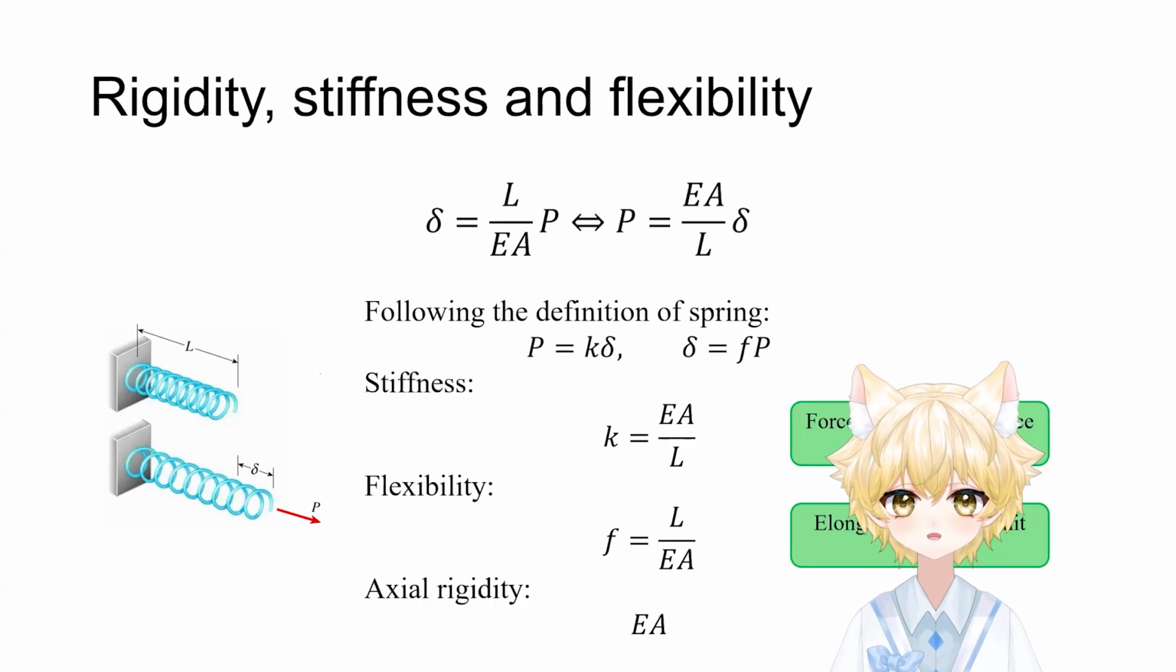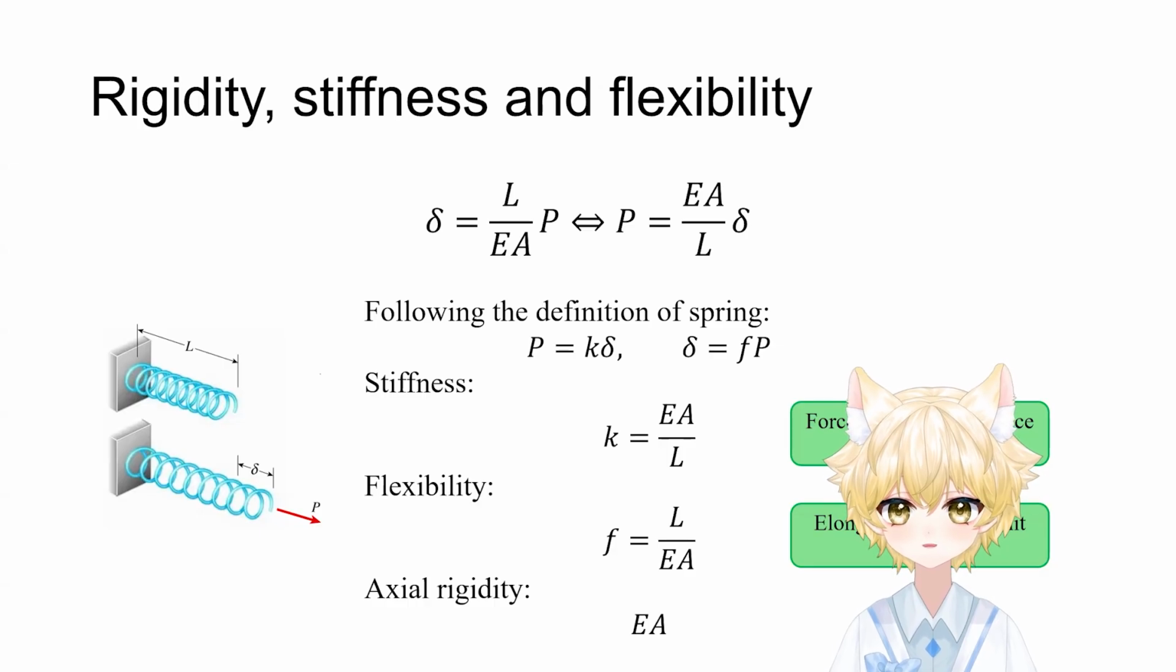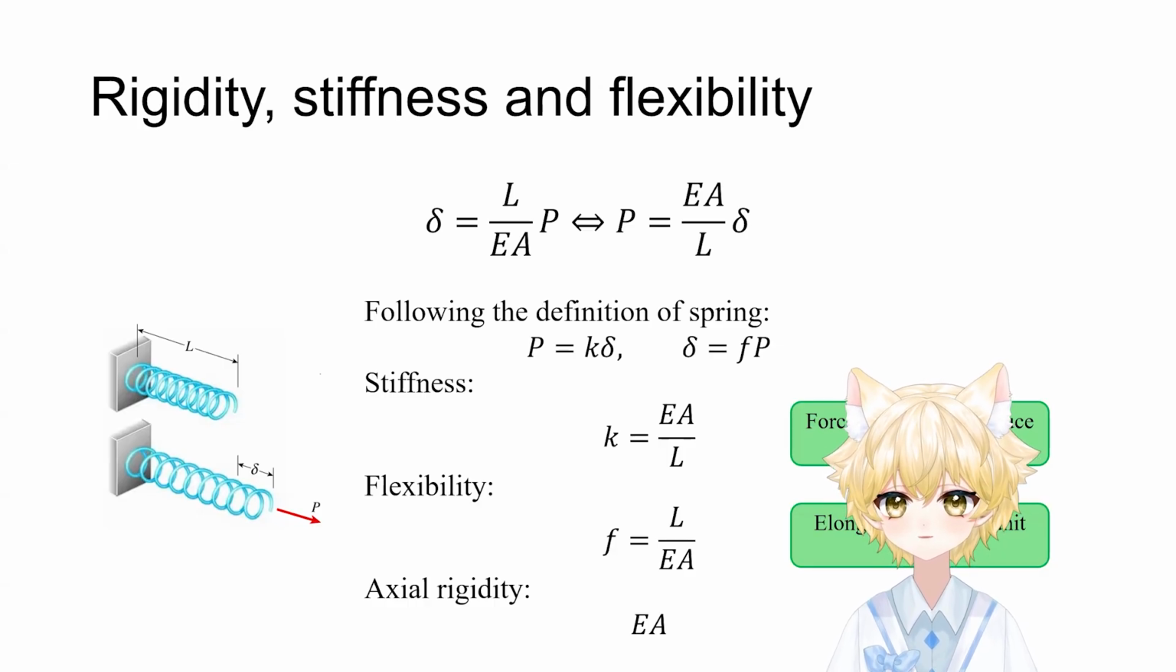Finally, we have the axial rigidity, which is the product EA. This value allows us to talk about the strength of the cross-section itself, completely ignoring how long the bar actually is.